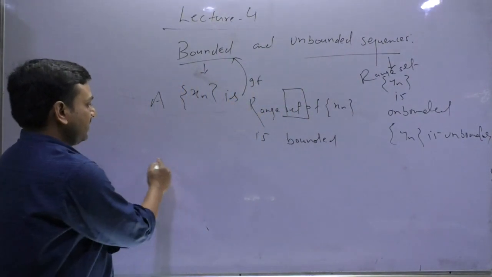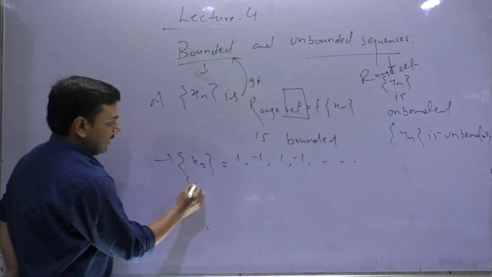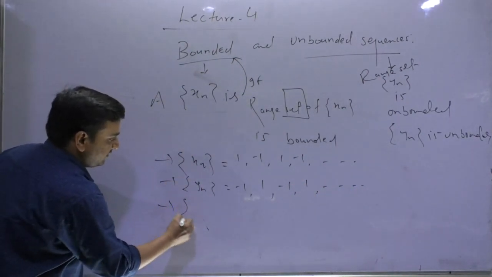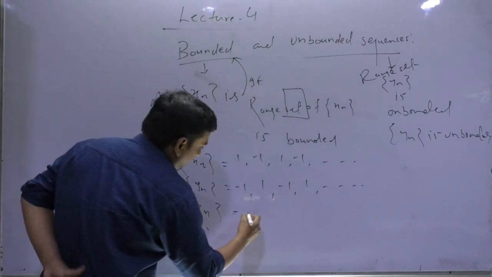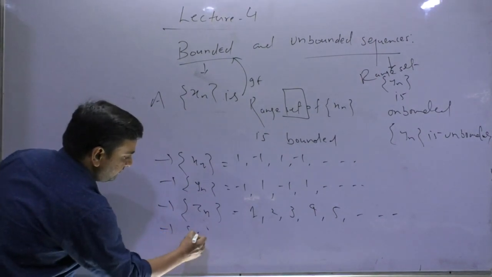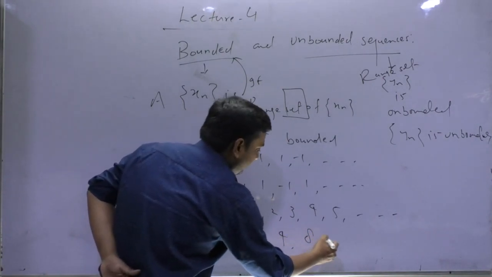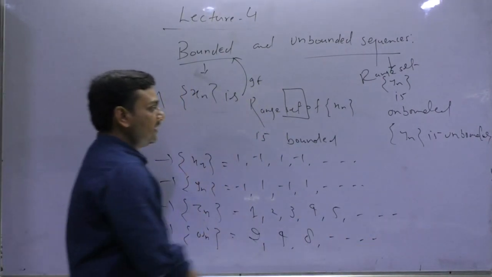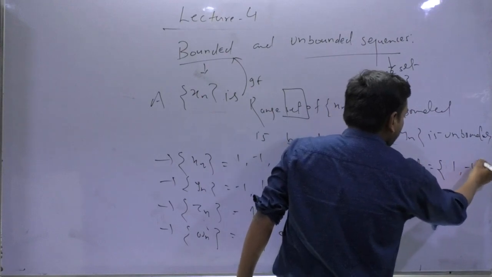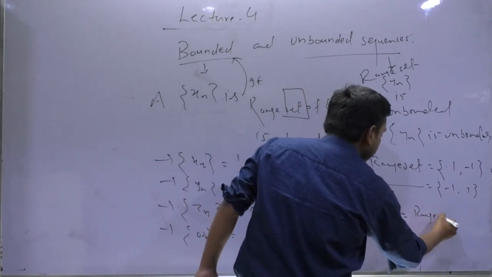Am I clear? So in the previous example, I had the sequence 1, minus 1, 1, minus 1 and so on, and the other sequence minus 1, 1, minus 1, 1 and so on. Let's have another sequence Zn, given by 1, 2, 3, 4, 5 and so on. Let's have another sequence Wn, which is, let's say, 2, 4, 8 and so on. So here the range set is either 2 elements, 1 and minus 1. Here the range set is minus 1, 1, same.